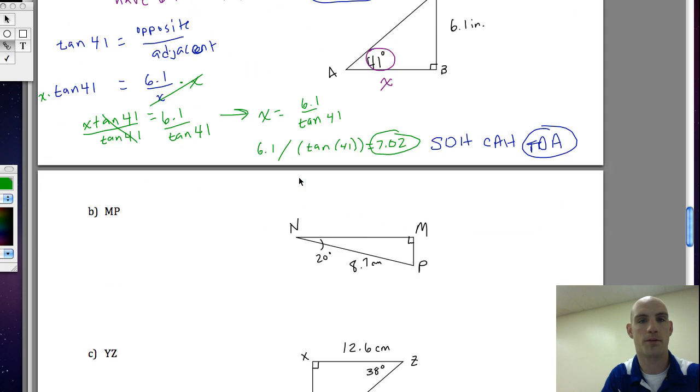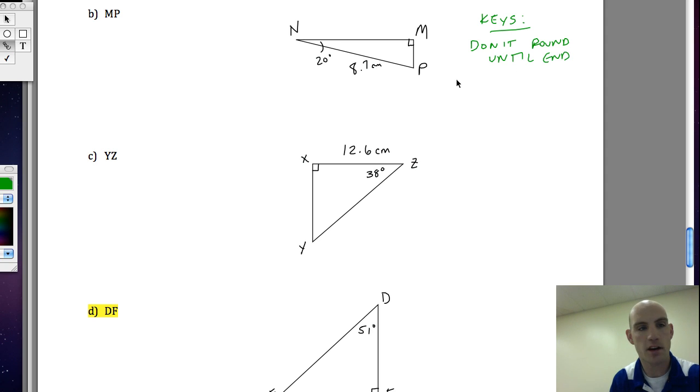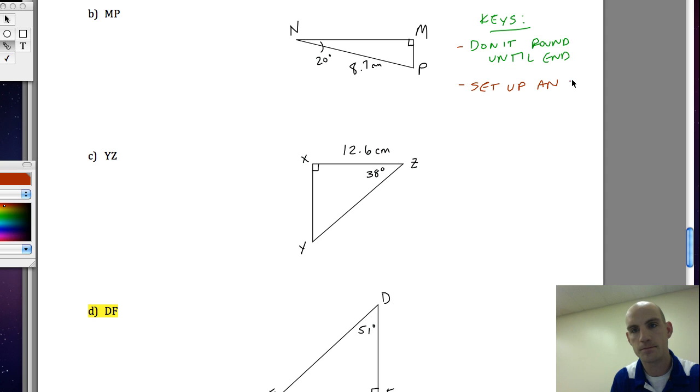Let's look at another example, because that can be confusing the first time around. I understand that. I get it. Keys: don't round till the end. Another key: set up an equation.